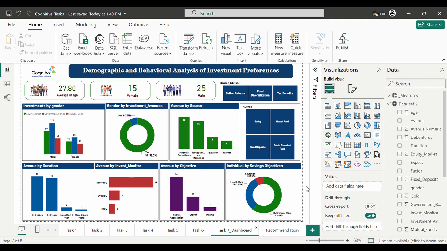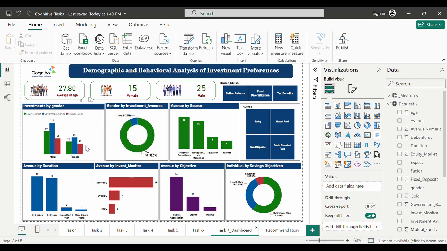Okay, now it is seen here that the average age of investors is 27.8 years, with more than 25 male investors and 15 female investors. Now when we look at these investors' investments by gender, we can see that males predominantly invest in the equity market. We can see the equity market here, 89, followed by the mutual fund, then we have the government bonds of 121.